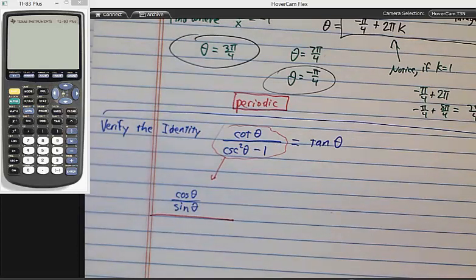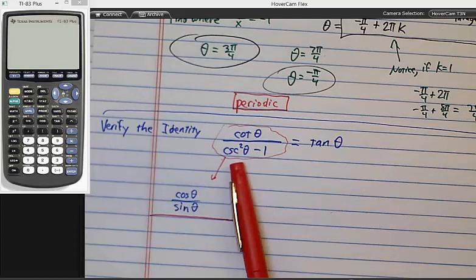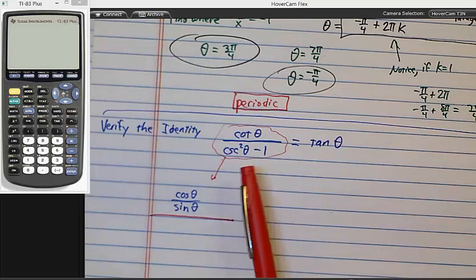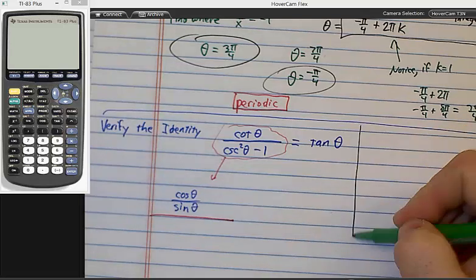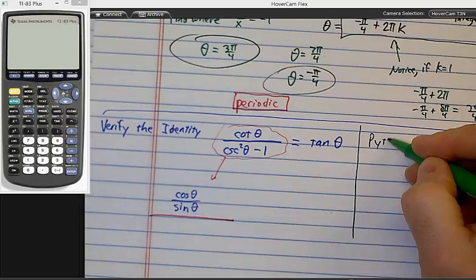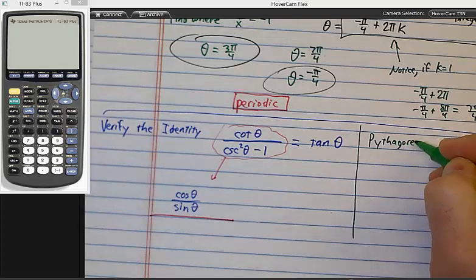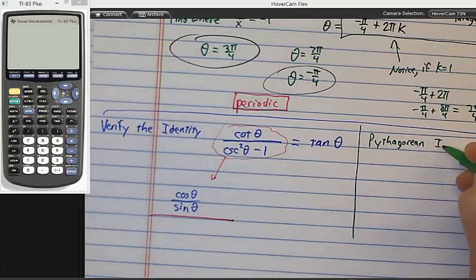Now the denominator. I look at that expression, and I see something squared, and I see a minus 1. I start thinking about the Pythagorean identities that we learned earlier. So let me do a little reminder on the side that we studied the Pythagorean identities. And you might start saying to yourself, how the heck am I going to remember all these things?